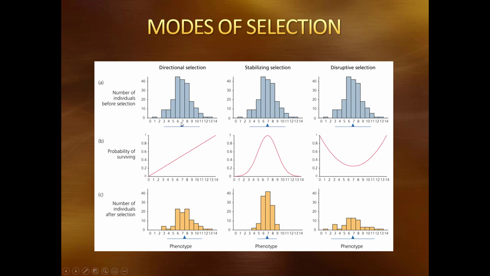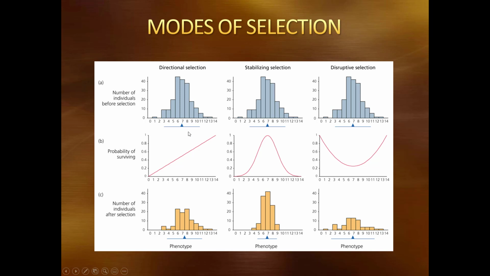Each one of these populations is going to start off, this A curve is exactly the same, whether we have directional, stabilizing, or disruptive selection. Starting histogram is the same. What's going to happen in directional selection is individuals at one extreme of your frequency histogram, either one side or the other, is going to have the highest fitness. So in the graph that they have here, if we look at probability of survival, it is increasing with this higher phenotype here. So this one is favoring individuals at this far end of the right hand of the histogram.